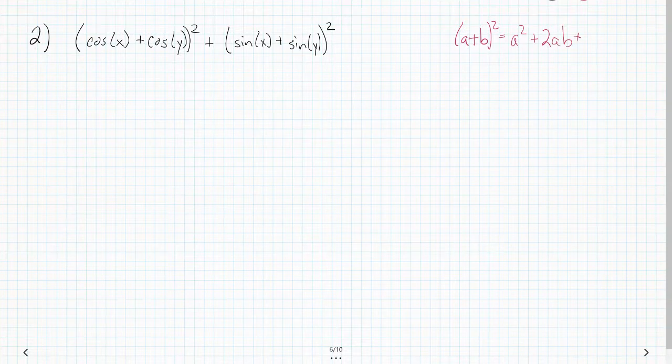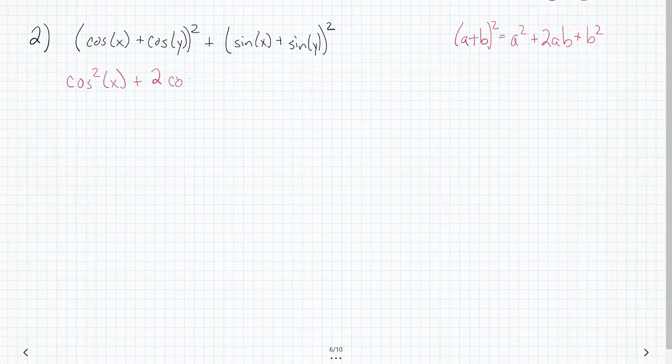At 2ab sitting right there, plus b squared. Okay, we want to reduce the number of trig functions involved. So this might look a little more complicated. It might seem like we're heading in the wrong direction at first. So we have cosine squared of x plus 2 times the product of the two terms.